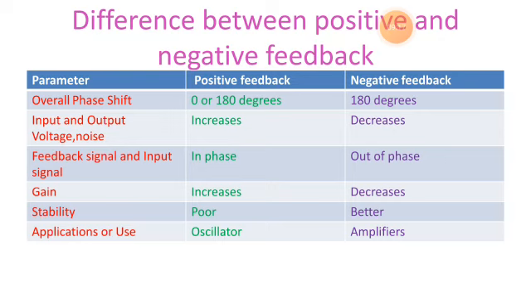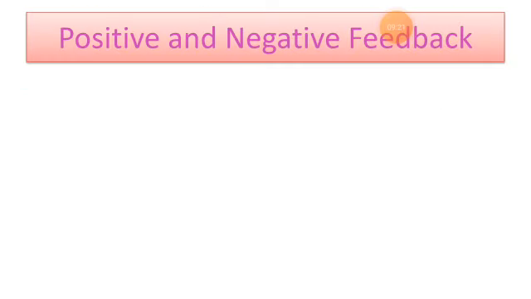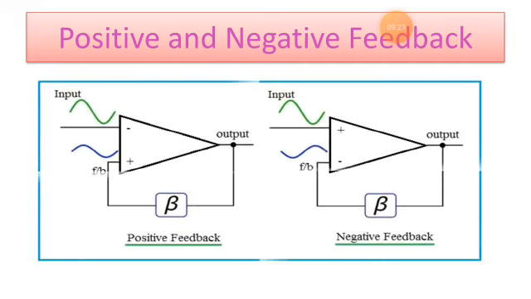Applications: positive feedback is used in oscillators and negative feedback is used in what? Amplifiers. Here I have shown you the symbolic representations, a circuit diagram for positive and negative feedback. After observing this diagram, you have to see the difference, how positive and negative feedback are distinguished.